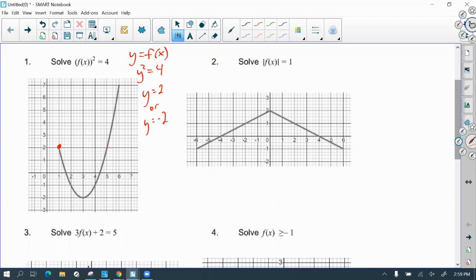Y is positive 2 here and here. Y is -2 here. So there are 3 distinct solutions: -5, -3, and +1. Those are the 3 x values that produce y values that square to 4.